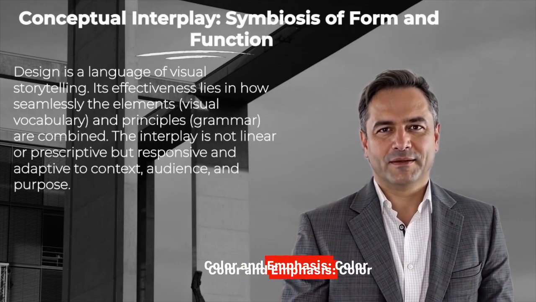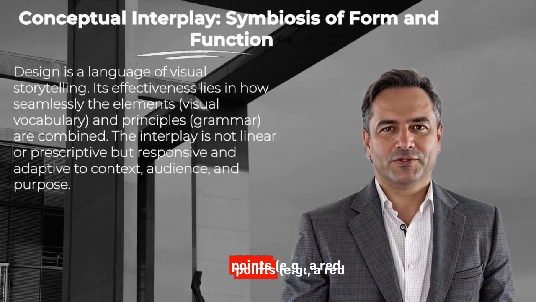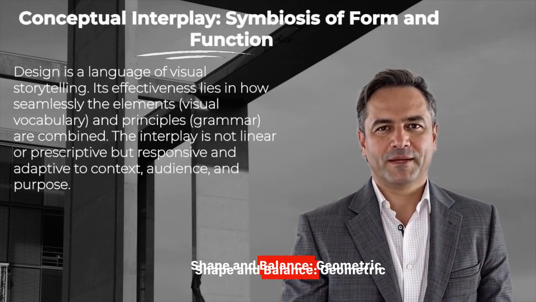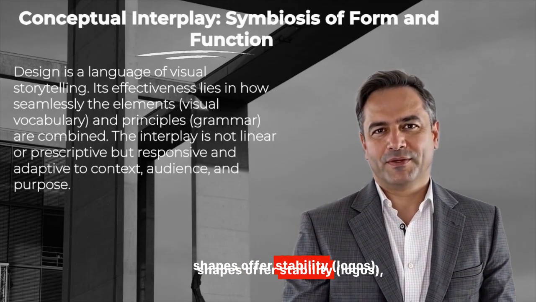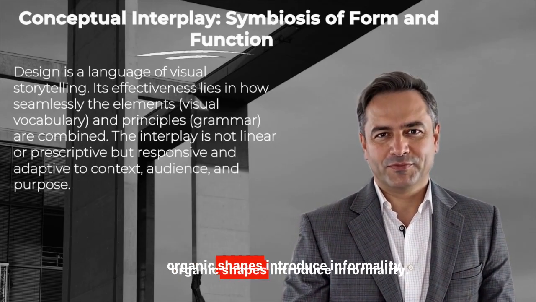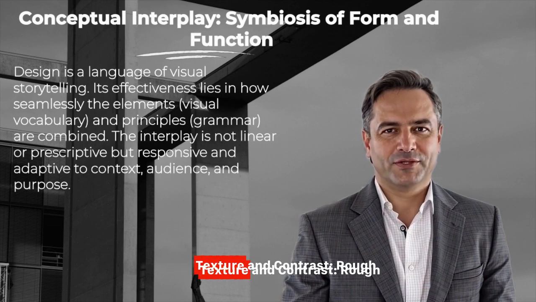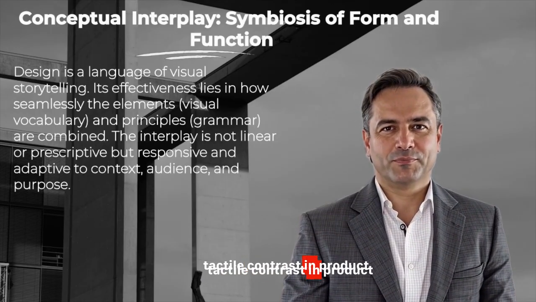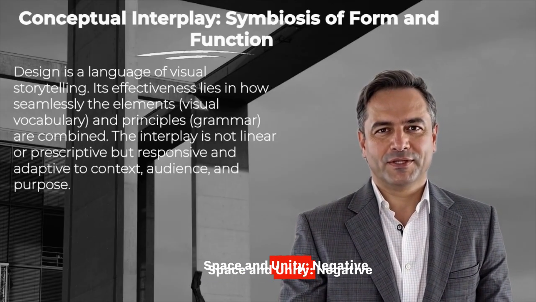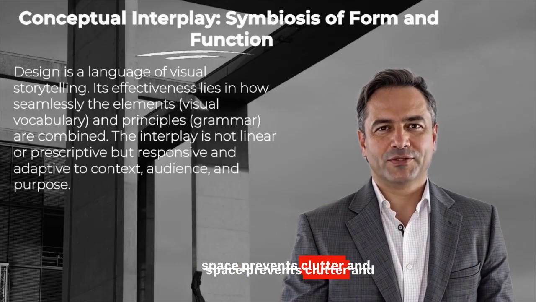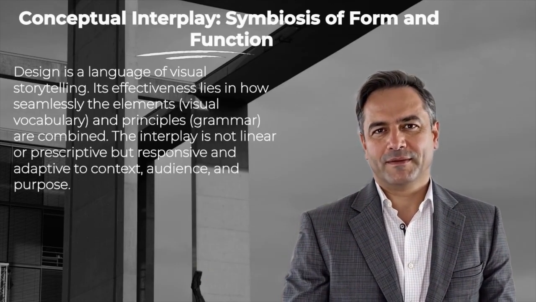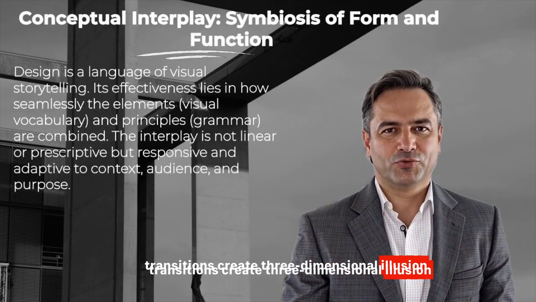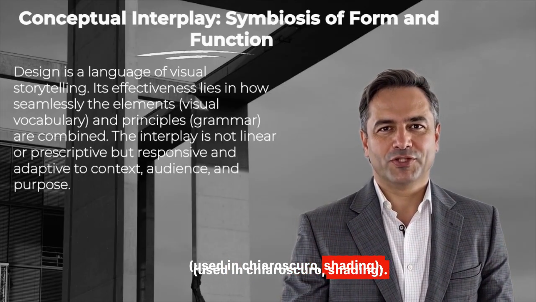Color and emphasis. Color draws attention to focal points, e.g., a red "Buy Now" button. Shape and balance. Geometric shapes offer stability, logos. Organic shapes introduce informality. Texture and contrast. Rough versus smooth textures establish tactile contrast in product packaging. Space and unity. Negative space prevents clutter and strengthens design unity. Value and depth. Light-dark transitions create three-dimensional illusion, used in chiaroscuro shading.